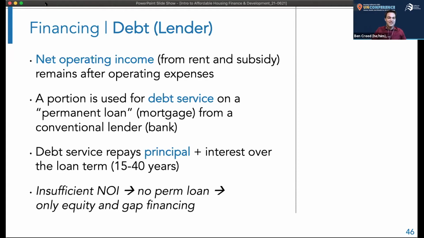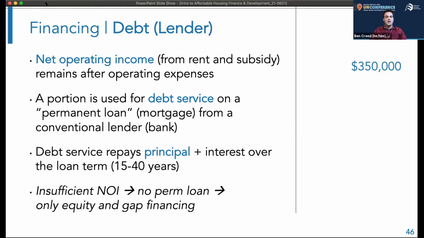It's going to be a lot of NOI for a market rate building and a very small amount of NOI for an affordable building. Let's just say we think in our hypothetical development here that at year end, after collecting all the year's rent and paying all the year's expenses, we'll have $350,000 remaining of rent and maybe subsidy left over.